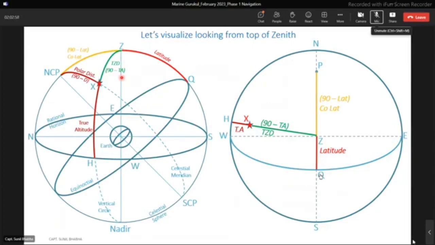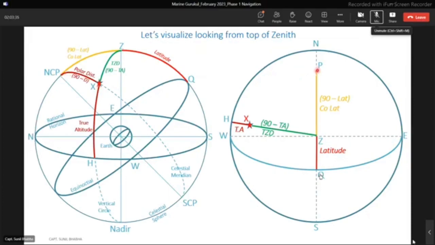So we have two sides of the PZX triangle now plotted in our diagram. Let's move on to the third side now, that is P to X. So this third side, which is P to X, going further to the south celestial pole, is the celestial meridian passing through our star. So we have to basically draw the celestial meridian of the star. So pole to X. So let's come back to the rational horizon diagram.